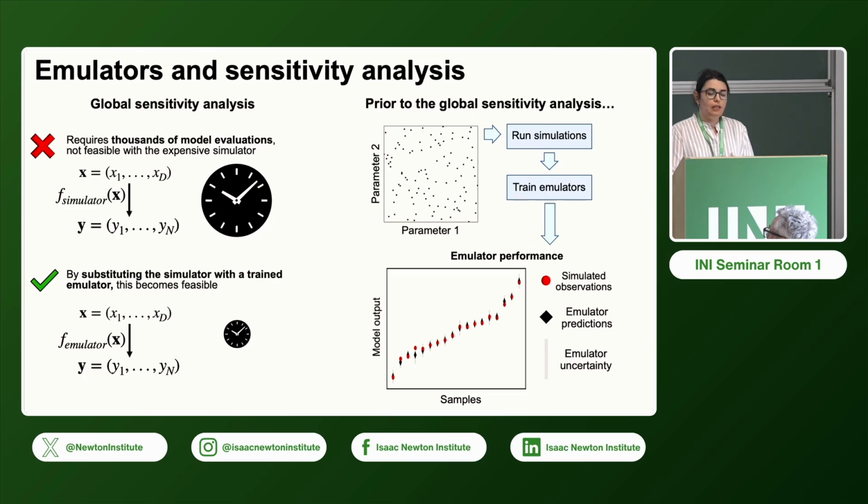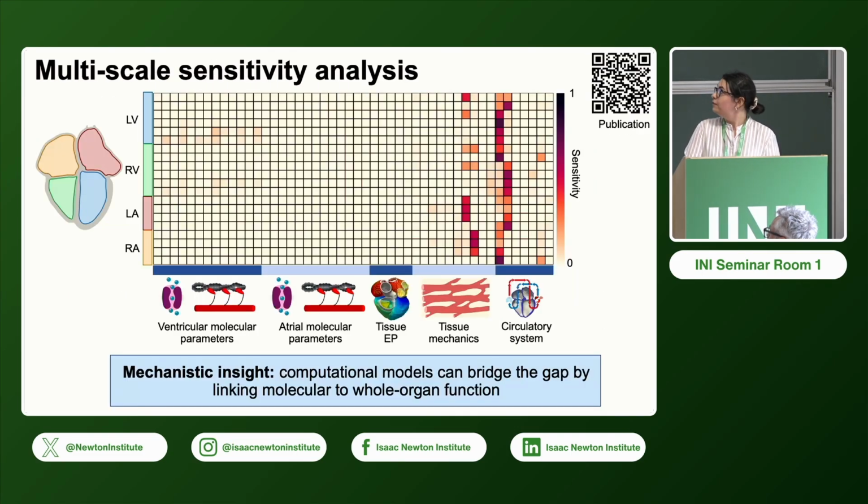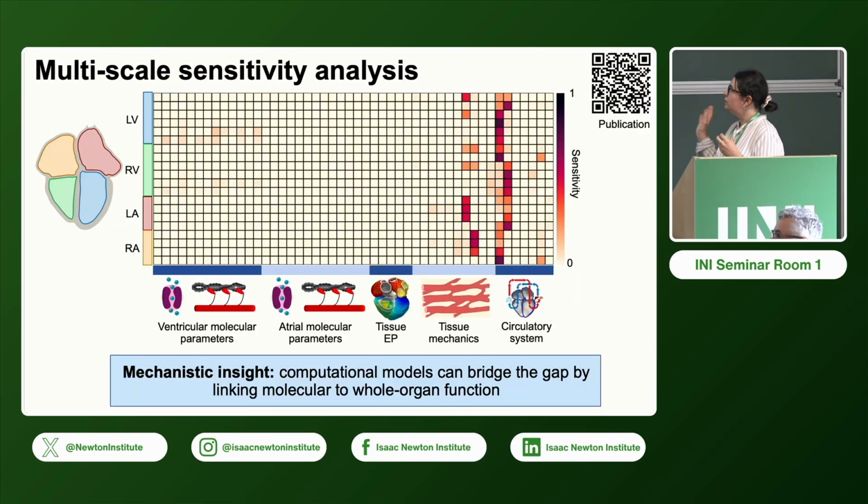So we use these trained emulators to do a global sensitivity analysis. I'm not gonna go into details about this because this is published, so if you're interested in the publication, it's at the QR code. But basically what we were able to do was to have a lot of parameters representing different processes at the cellular, tissue, and whole organ and circulatory system scale, and we link them to clinically measurable outputs for all 4 chambers on the y-axis. And so this provides basically a link between all the processes we considered with clinically measurable outputs, which is pretty much impossible to do clinically.